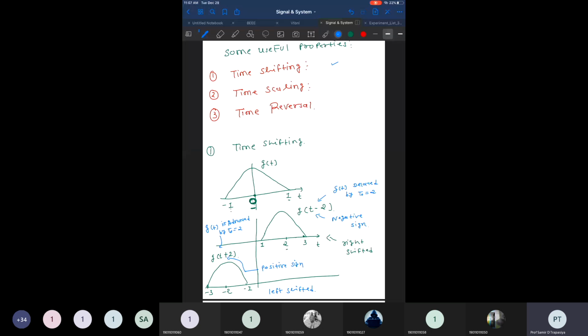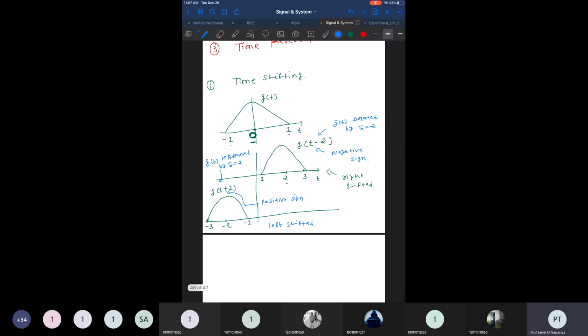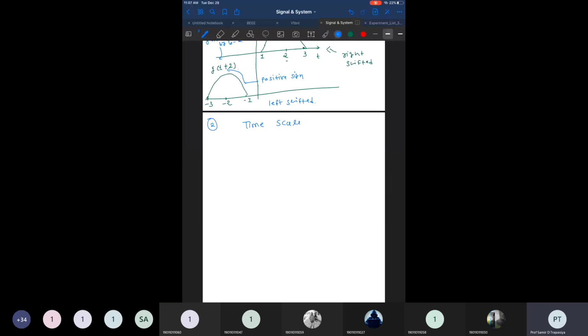Okay, now we come to the next property of the signal, and this is the time scaling property. This is known as the time scaling property. The time scaling property is basically defined in two parts. The time duration of the signal is either reduced or expanded, right? So we can say the signal is compressed, or the signal may be expanded by some factor.